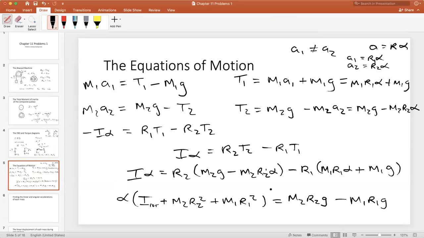All right, that was just some algebra and getting the equations from the free body diagram and the torque diagram, making a few quick substitutions. There's not a lot there. The only thing to remember is that you have your rolling without slipping condition so that you can convert your a1 and a2 into alpha. Otherwise, you wouldn't be able to solve it. You would have an equation with three unknowns.